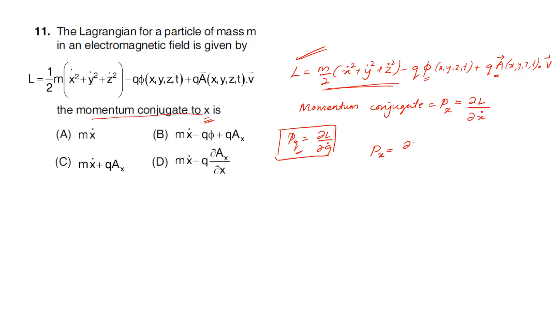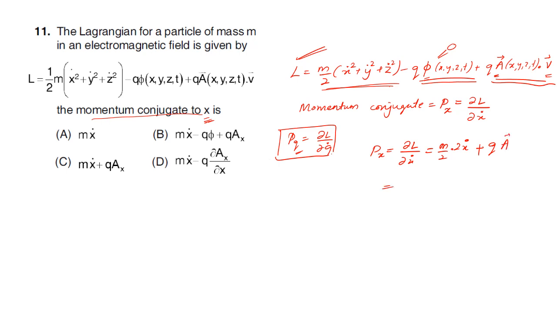p_x is ∂L by ∂ẋ, that is m by 2 into 2ẋ. Then differentiation of this with respect to ẋ, since it is independent of ẋ, so differentiation of this with respect to ẋ is 0, plus if you consider this one here, q A(x, y, z, t) dot v, here v is dependent on ẋ, therefore differentiation of this part is q into A_x.